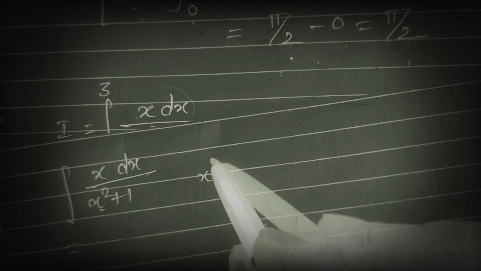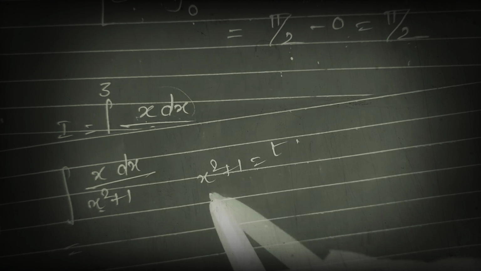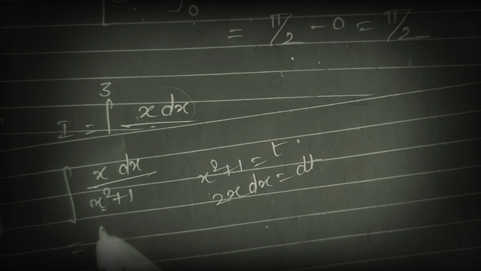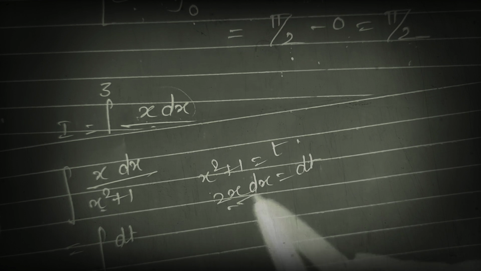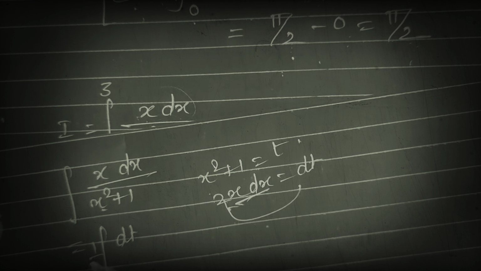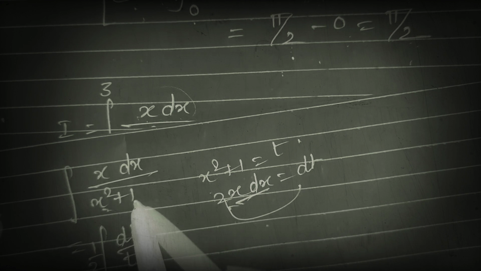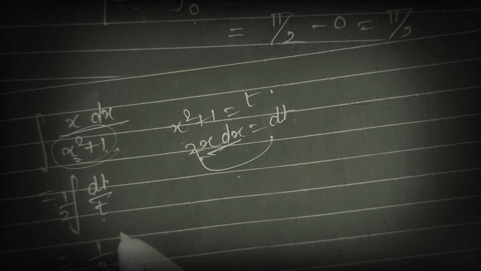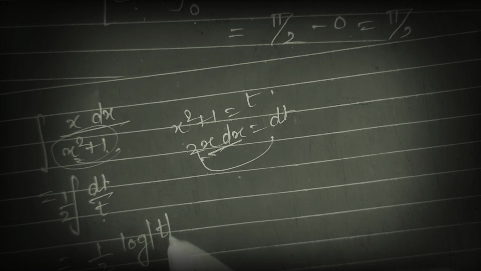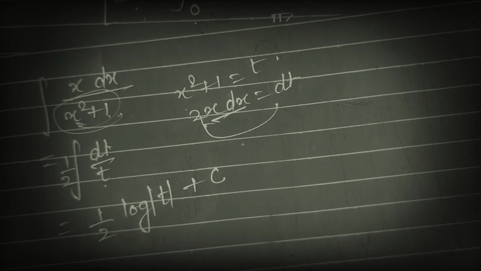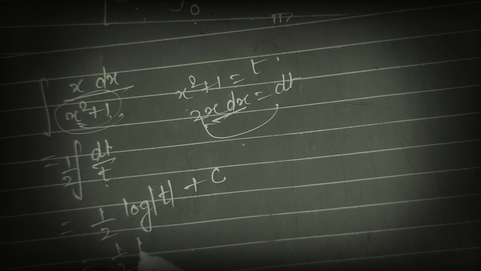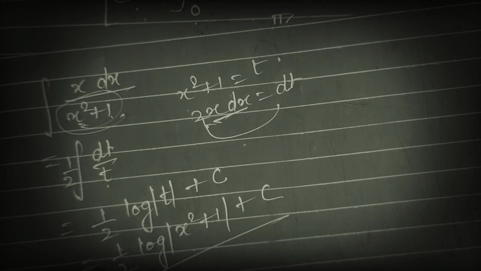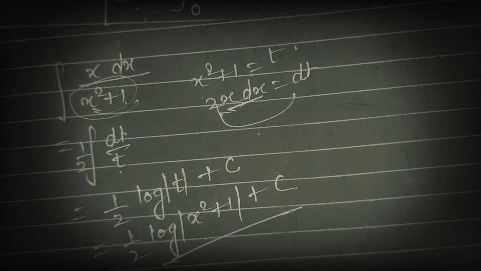So take x square plus 1 as t. Its derivative is 2x dx is equal to dt. So x dx will be dt upon 2. It is dt upon 2 upon t. So what is the integration of this? 1 by 2 log t plus c. Now what is the value of t here? It is half log of x square plus 1 plus c. So this is the answer, but our question is in definite form.